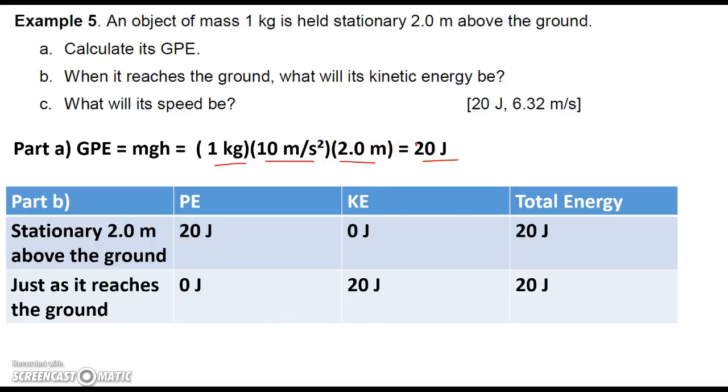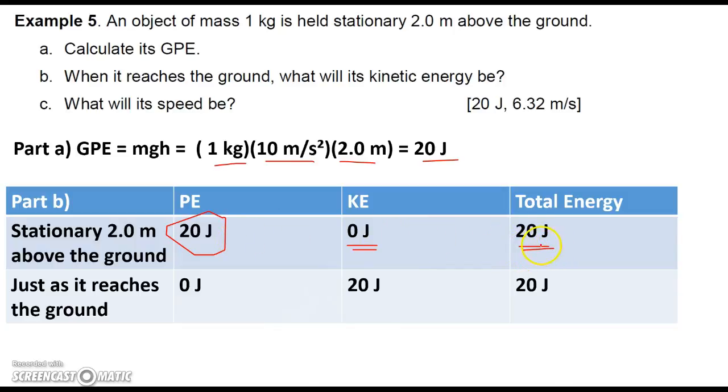When it reaches the ground, what will its kinetic energy be? If I'm stationary 2.0 meters above the ground, I've just calculated that my gravitational potential energy is 20 joules. Since I'm stationary, my kinetic energy is 0 joules. So my total energy will be 20 joules.